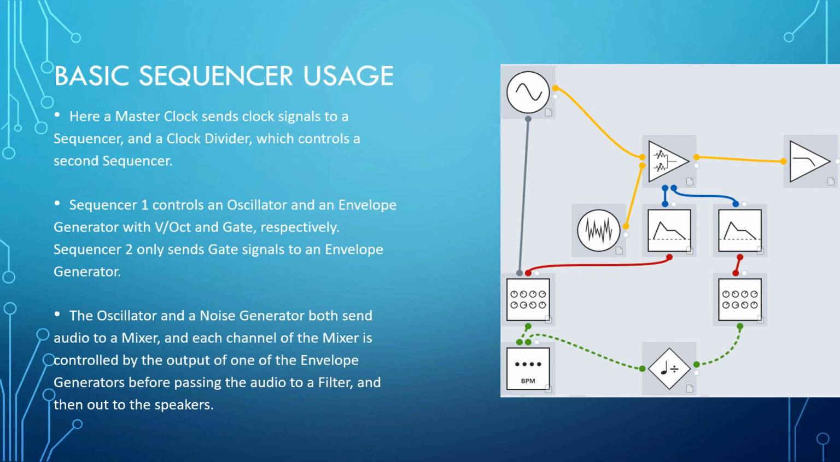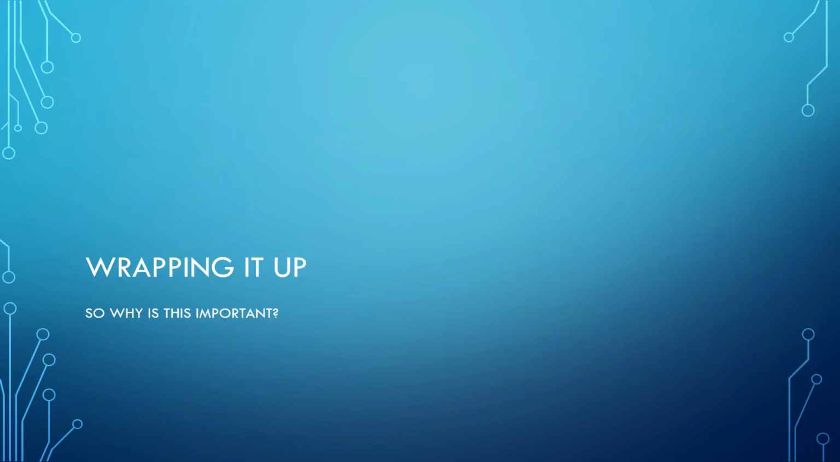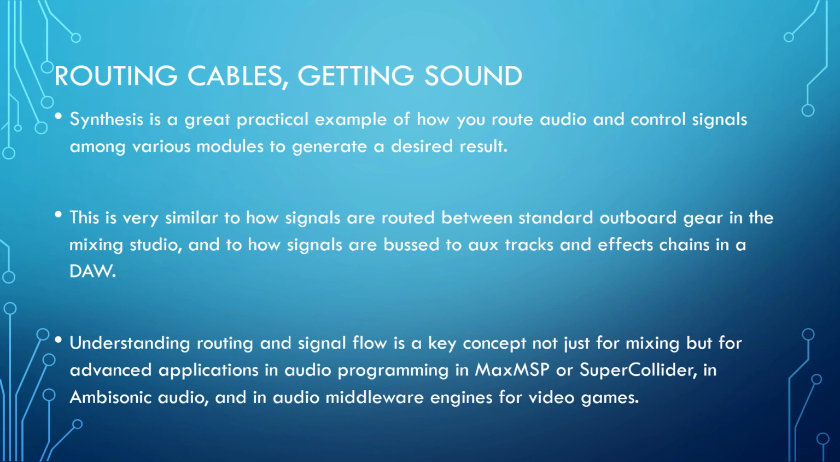You can just play around with the sequencers and then maybe create another patch that's going into mix channel 3 or mix channel 4 where you're doing something that you play with the keyboard itself. But let's move on. Why is this important? Well, because it's a great practical example of how you route audio and control signals among various modules to get a desired result, similar to using a patch bay and all sorts of outboard gear in a recording studio. It's very, very similar also to how signals are bused to aux tracks and effects chains in a DAW.